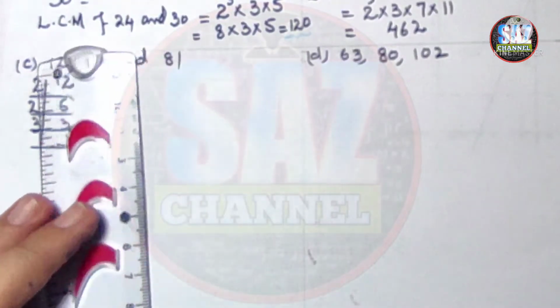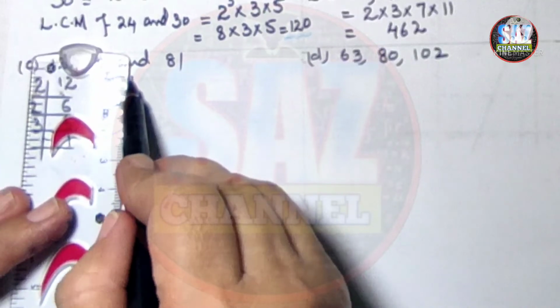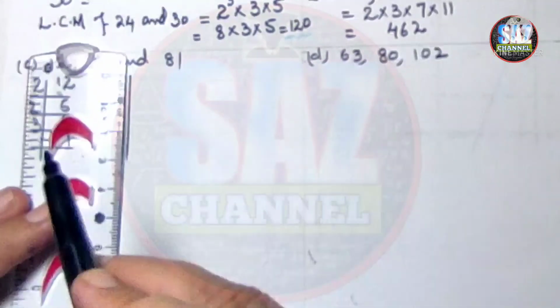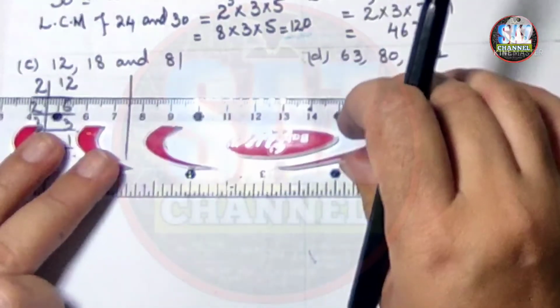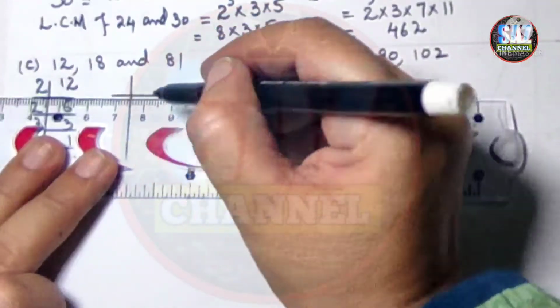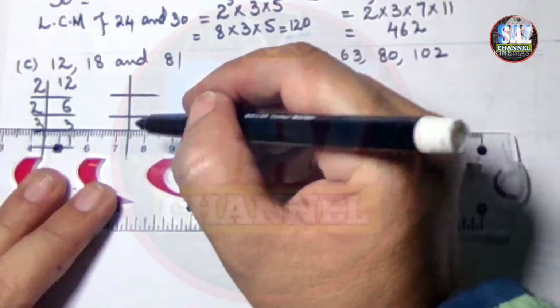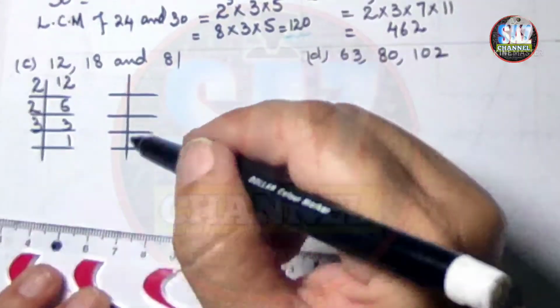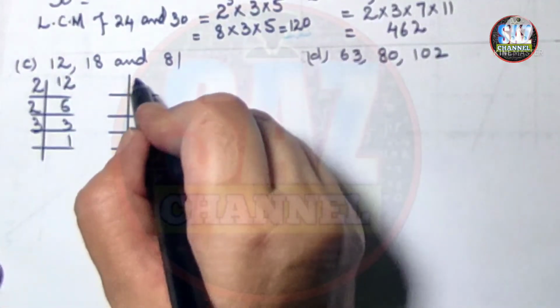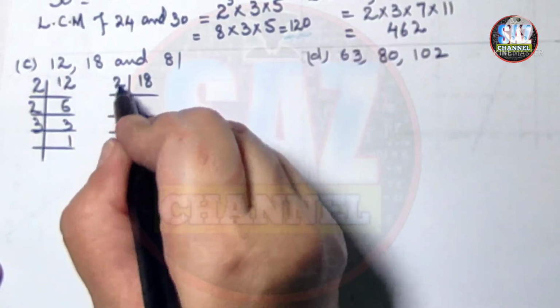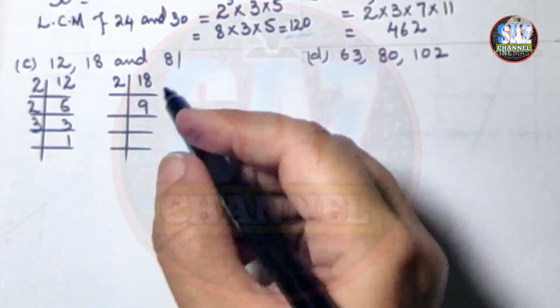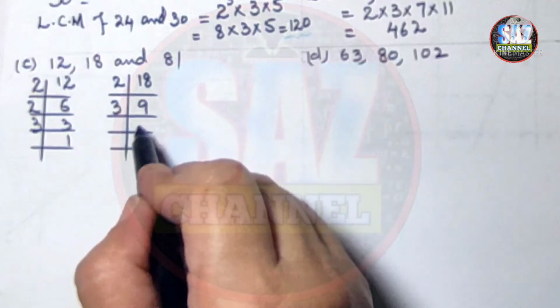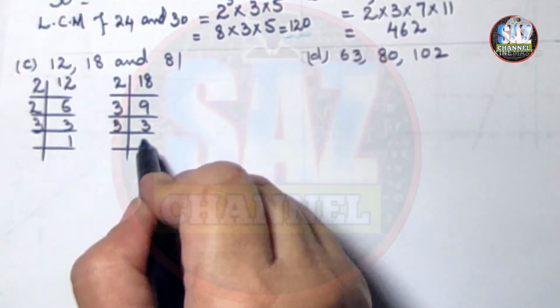And 18, what's the unit digit? 8. What type of number is 8? Even. You have to recall the properties of numbers, and the question will become easy for you. 18: 2 9s are 18. 9 is not even, so table of 3: 3 3s are 9, and 3 1s are 3.